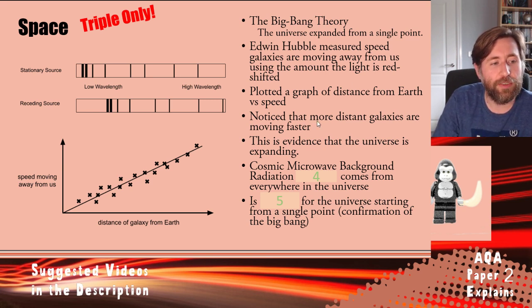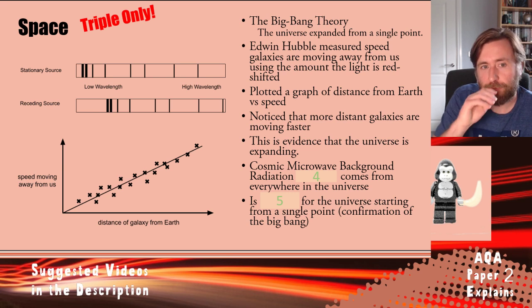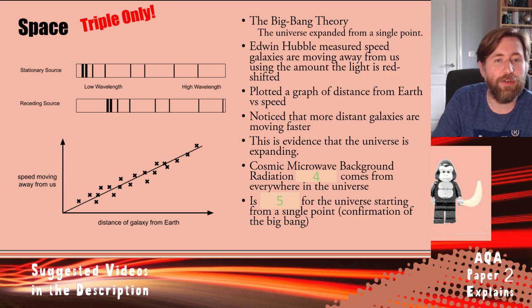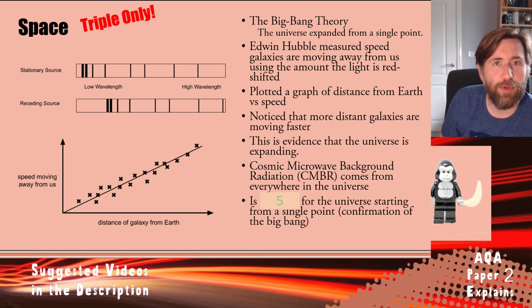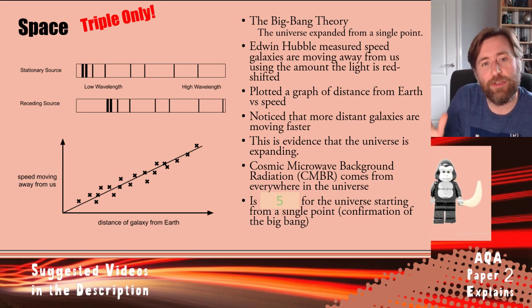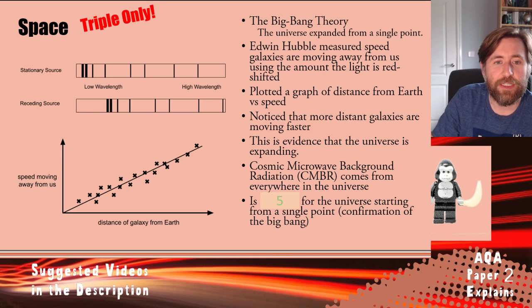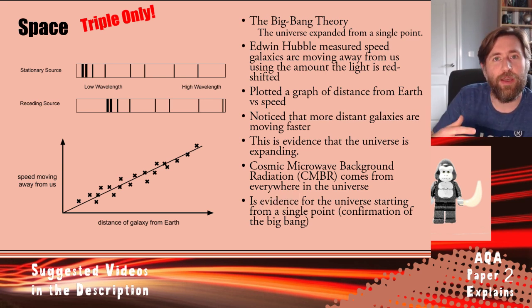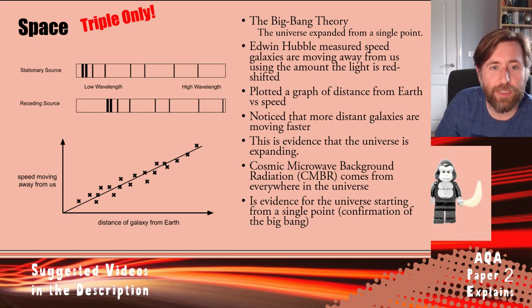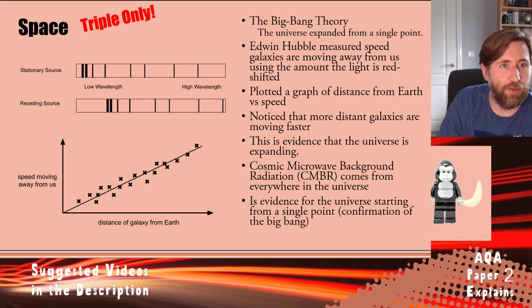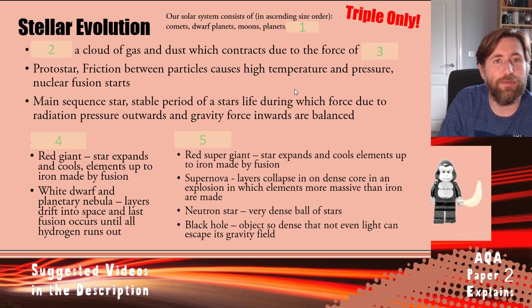There's one more bit of evidence, which is CMBR. It's the final bit of evidence. From everywhere in the universe we get this same signal, this cosmic microwave background radiation, CMBR you can write, which comes from everywhere. So everywhere has the same signal. This is evidence for everywhere having started at the same point. Everywhere's got the same signal, so everywhere started at the same point. It's confirmation of the Big Bang over, let's say, the steady state theory.